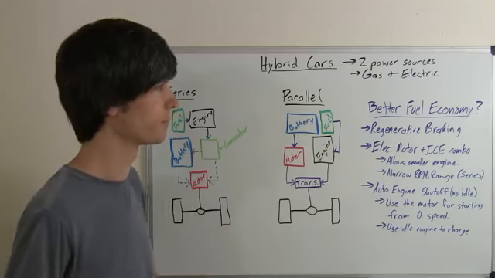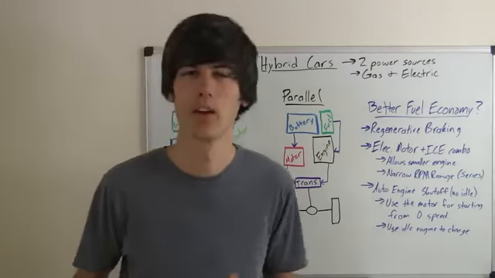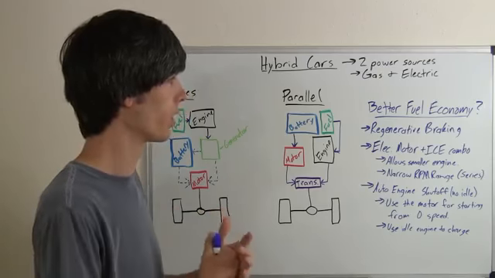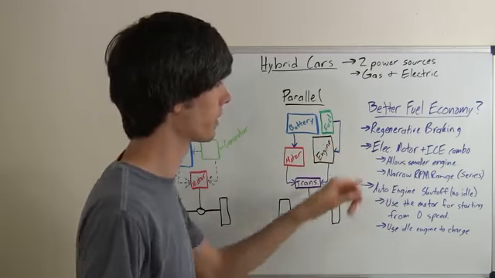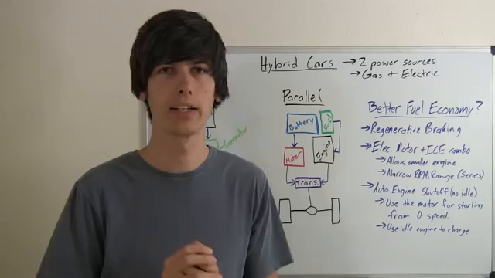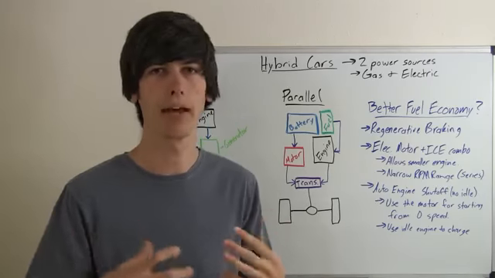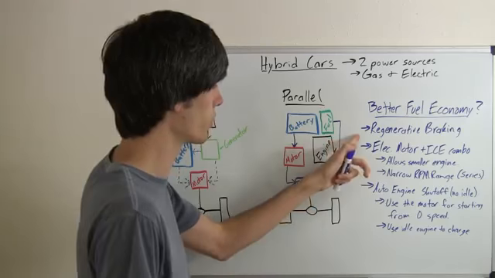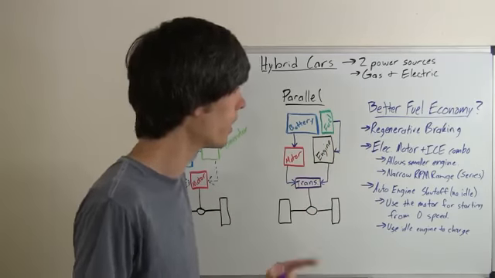Hybrid cars work. So the big question is, why do hybrid cars get better fuel economy? Well, three main reasons basically. Regenerative braking: as you're slowing down, you're taking back some of that energy to use later. I've got a couple of videos on that, which you can check out in the video description.